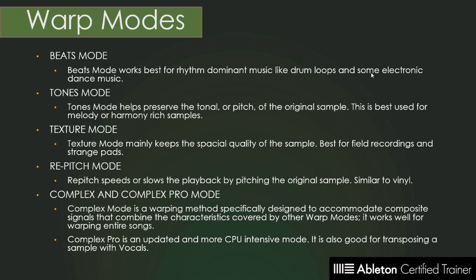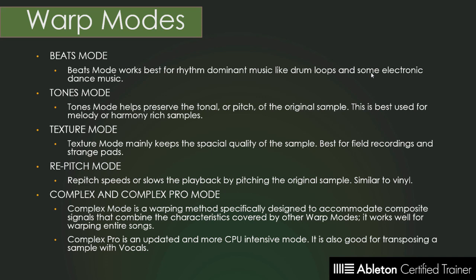Then lastly, we have complex and complex pro mode. Complex mode is a warping method specifically designed to accommodate composition signals that combine the characteristics covered by other warp modes. It works well for warping entire songs. So in other words, if you have an entire track, it's going to use all these different mathematical concepts and algorithms to look at beats and tones and textures and things like that and warp it appropriately, automatically, to make the whole song slower or faster.